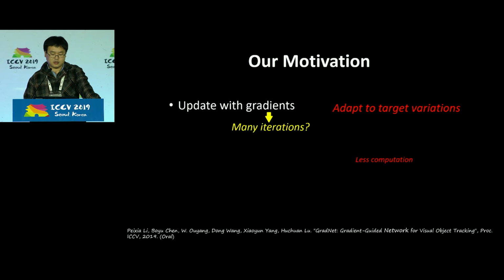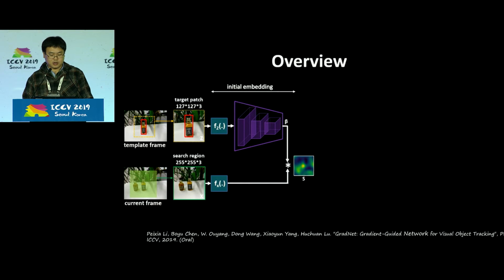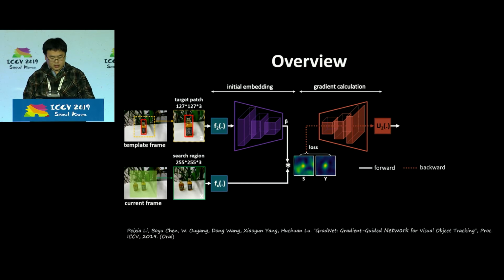Usually, the trackers that use gradient update need many iterations. If we use only one pass of back propagation, it is insufficient. So our motivation is one pass BP of the network. Here is our framework. Given the initial feature embedding, we calculate its gradient and back propagate it, and then end with the initial feature F2.